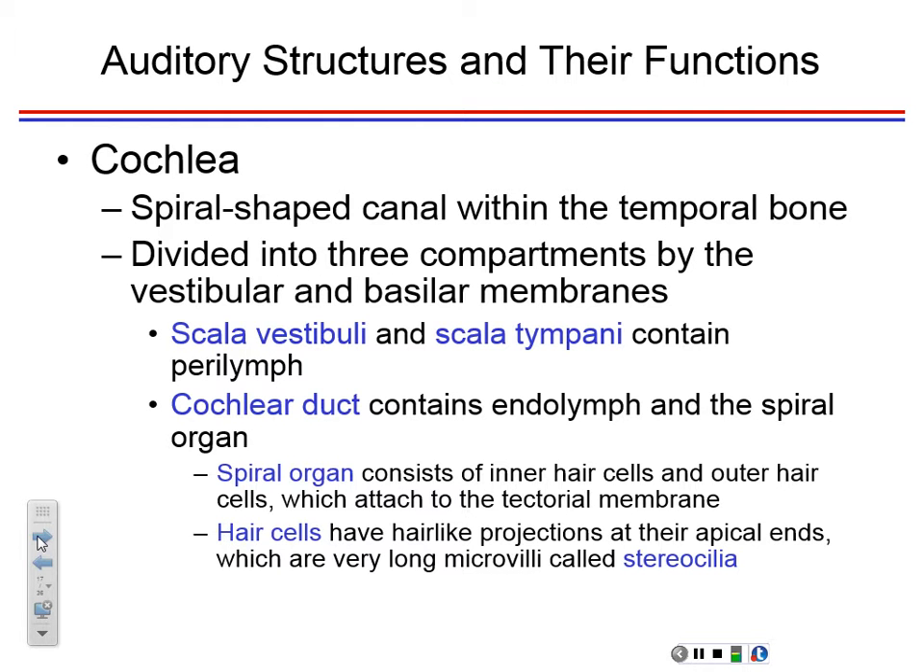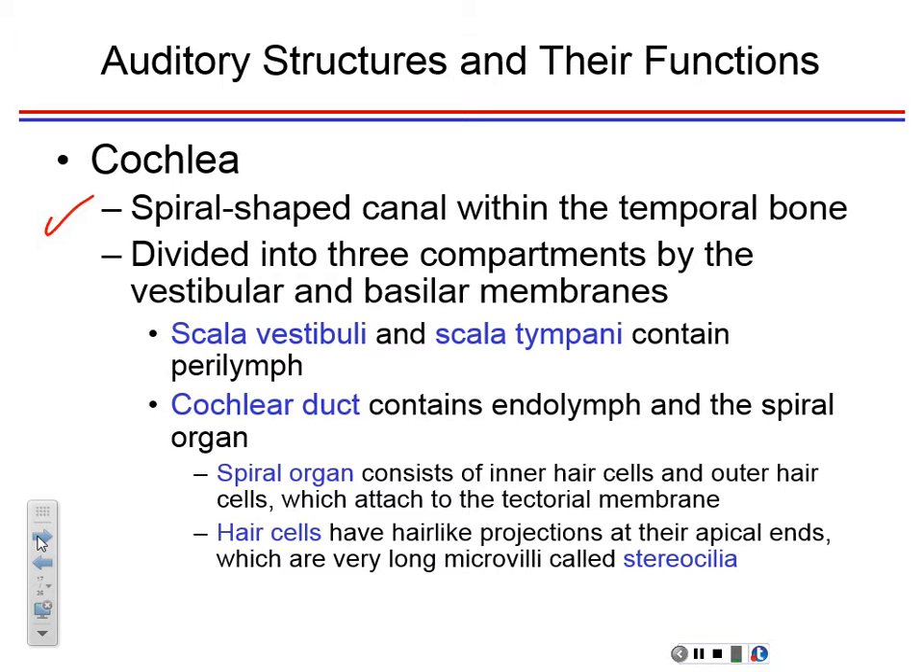So it's called the spiral-shaped canal. That's why sometimes the organ of Corti is called the spiral organ, because it's within the spiral cochlea. Okay. So it's spiral-shaped, and it's divided into 3 compartments. Again, everything is always divided into 3. So you just have to remember 3, 3, 3.